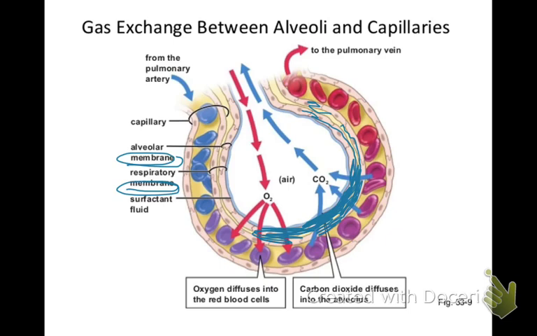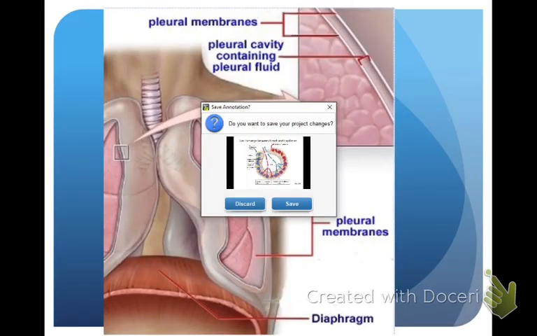If that happens in enough alveoli, we end up having big time oxygenation issues. So if you ever need a visual, go back to this slide. It's one of my favorites. So let's keep going through.